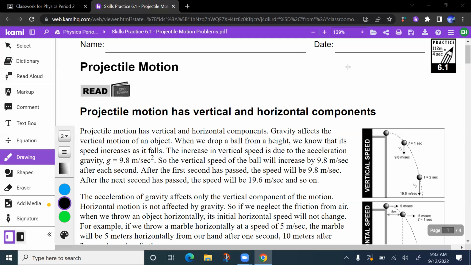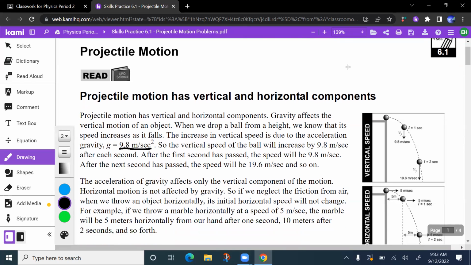When we drop an object from height, we know that its speed is increasing as it falls. The increase in vertical speed is due to the acceleration due to gravity, little g, 9.8 meters per second squared. You, ladies and gentlemen, might remember that we round this up to 10 when we do our work. So the vertical speed of the ball increases by 9.8 meters per second every second. After the first second has passed, the speed will be 9.8. After the second has passed, 19.6, and so on.